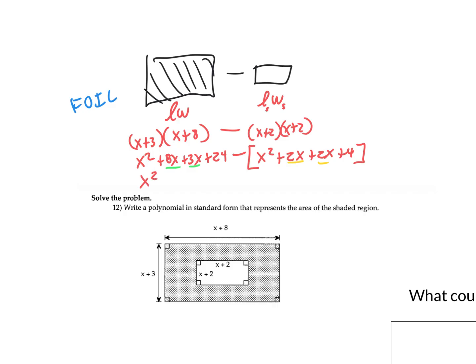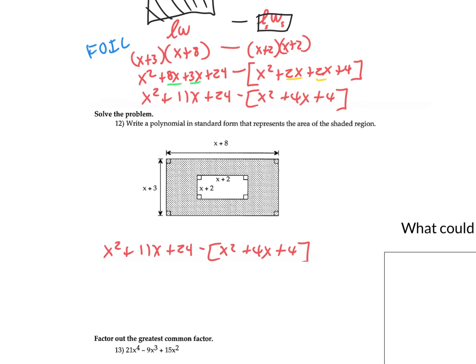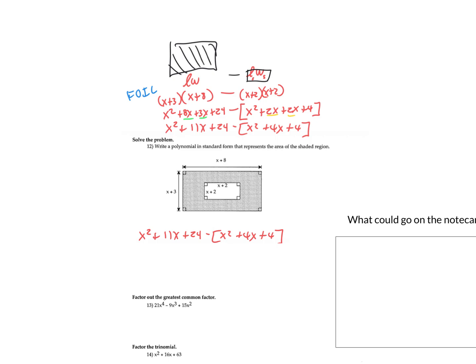So, of course, we could do x squared plus 11x plus 24 minus x squared plus 4x plus 4. At that point, the whole reason why we threw brackets around the thing was because we have to distribute. So as a result of that, we end up with this scenario where it's minus x squared minus 4x minus 4. These will cancel.